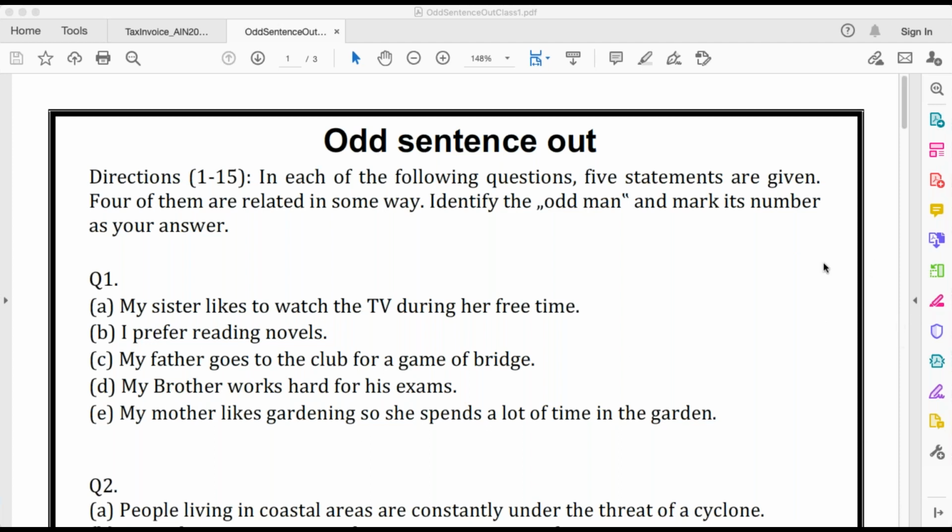Let's start off the session, and we are going to start it off with question number 1 on your screen. Tell me the answer for question number 1.